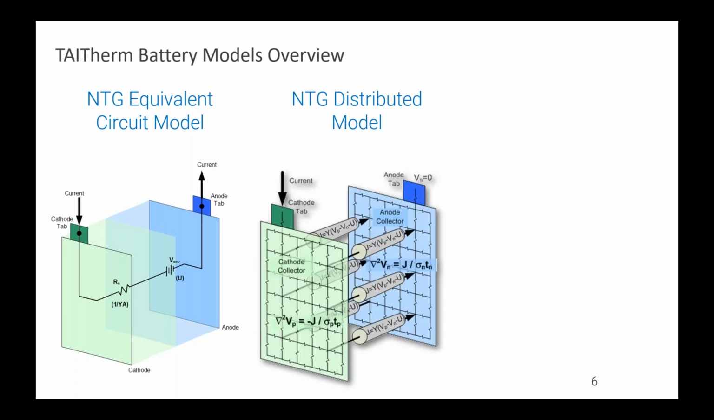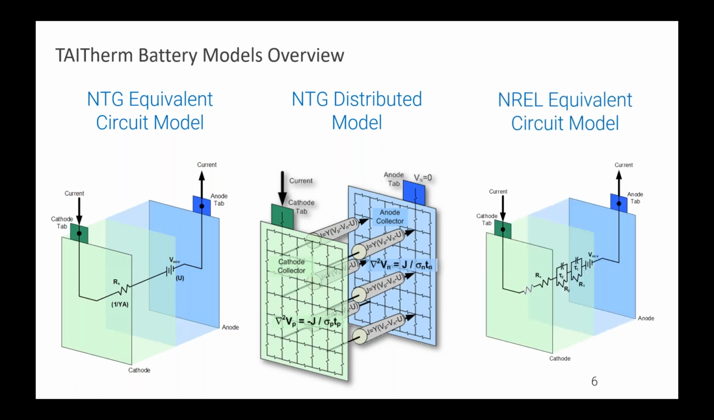Then we have the NTG distributed model, which takes this model and applies it on an element level across the faces of the electrodes, which are modeled explicitly in the software. And that gives you a voltage gradient across the faces of the electrodes. You get local current density, local depth of discharge, and that allows you to look at how the active material is being utilized and localized heating and things like that. So that's really more of an internal cell model.